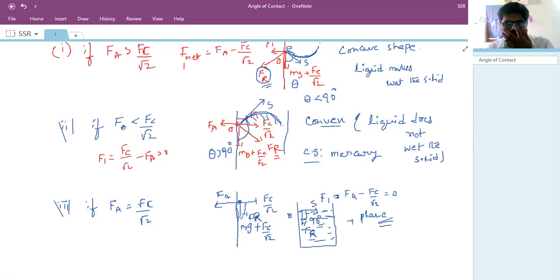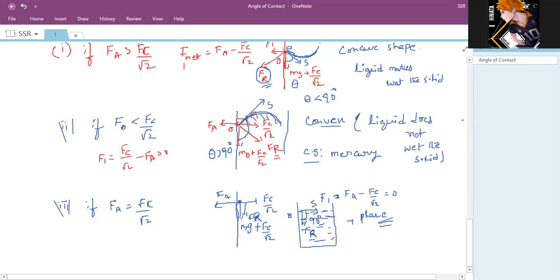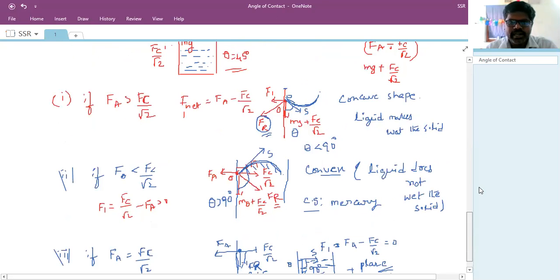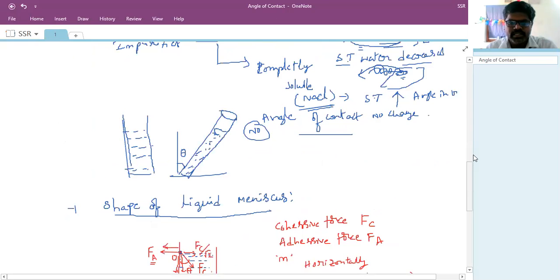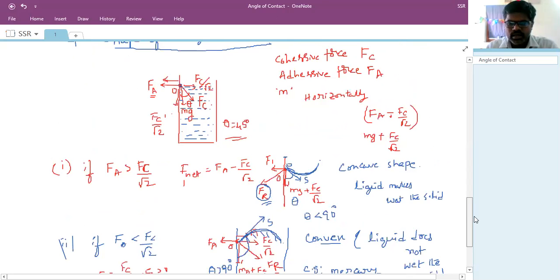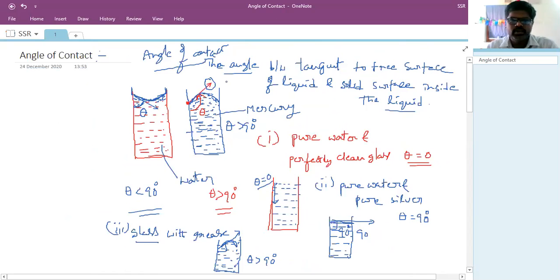Next we'll go for capillarity. Next class we'll discuss capillarity. Capillarity means the rise of liquid within a small tube; sometimes it will rise, sometimes it will fall. That phenomenon we discuss as capillarity. This is about the angle of contact and the surface tension that we have discussed. Okay, right. Are you clear up to this?